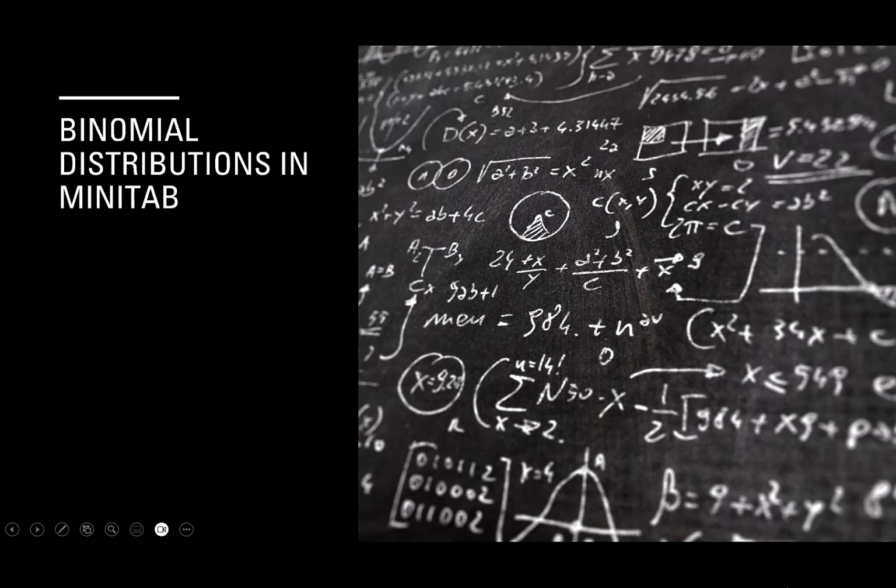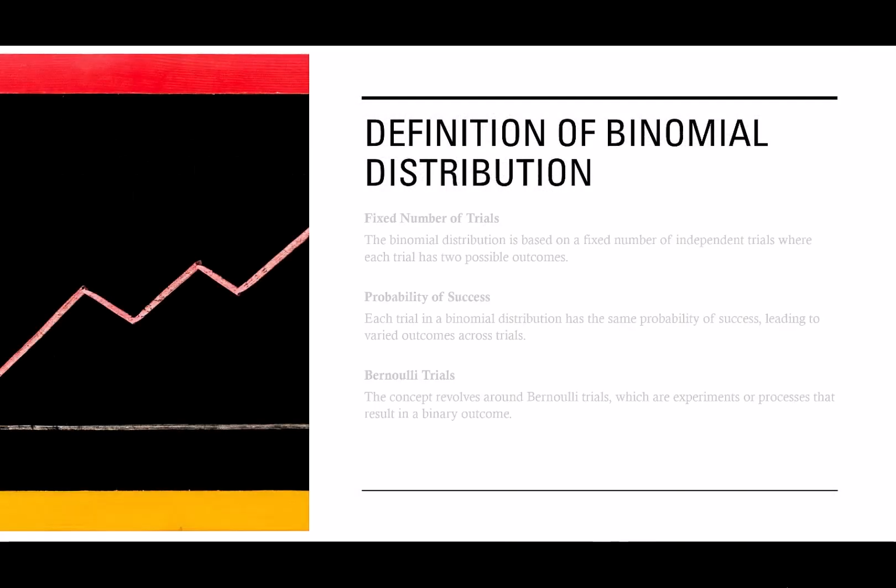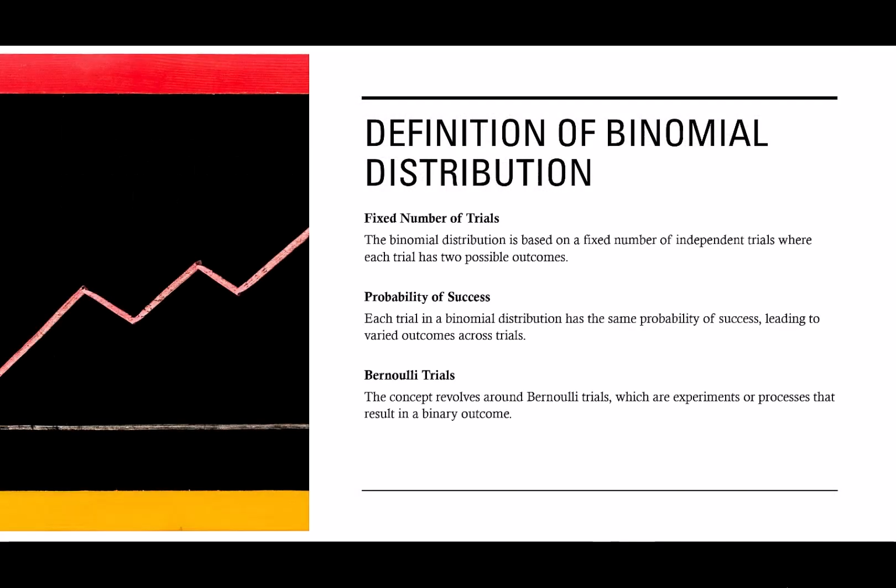Everybody, today we're going to look at binomial distributions in Minitab. Before we go to Minitab, let's talk about what a binomial distribution is. When we're dealing with the binomial distribution, it's important that we have a fixed number of trials. In each of those trials, the probability of success stays the same, and there are only two outcomes that you can have, a success or a failure.